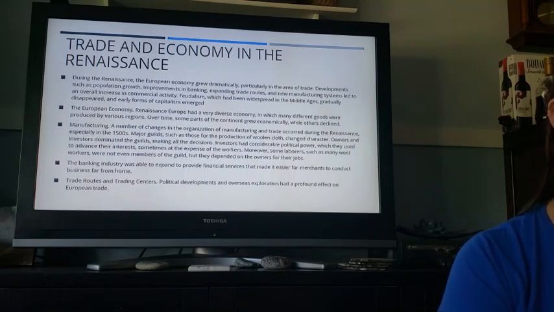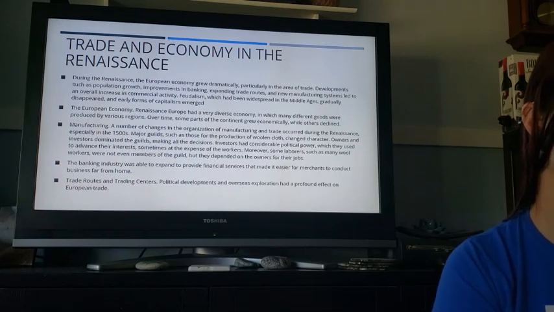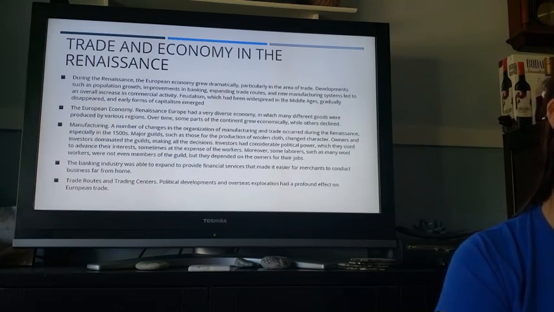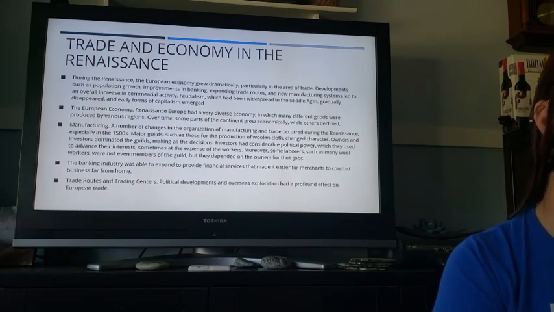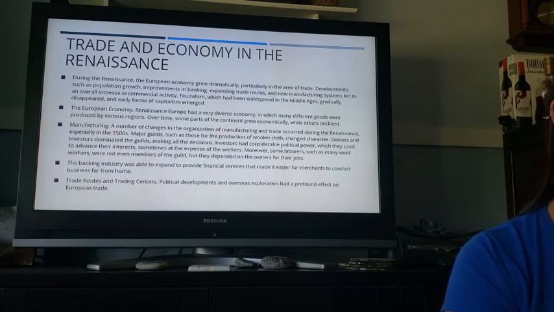unprofitable. And there were many overseas explorations that contributed to the rapid development of Spanish and Portuguese trade in the 1500s. Spain brought silver from the Americas, and Portugal imported slaves, sugar, and other goods from Africa, which were highly praised in Europe.